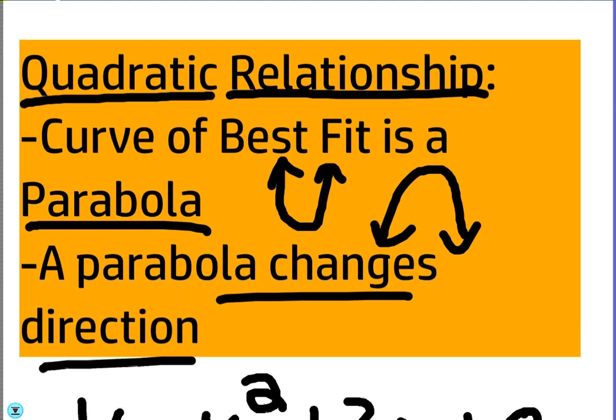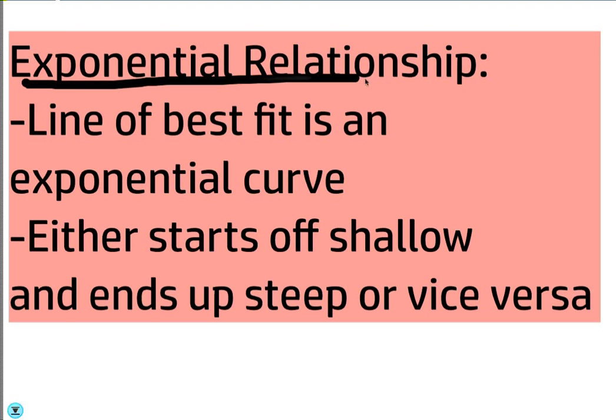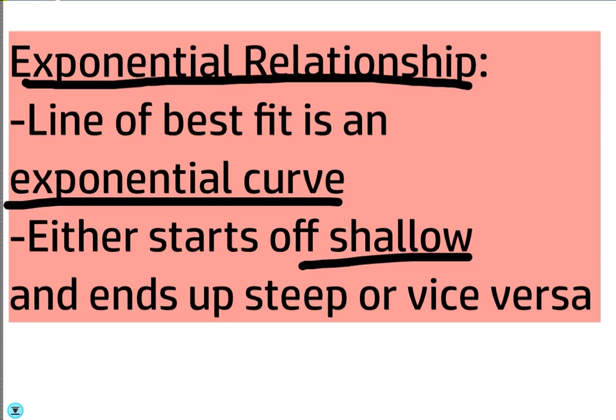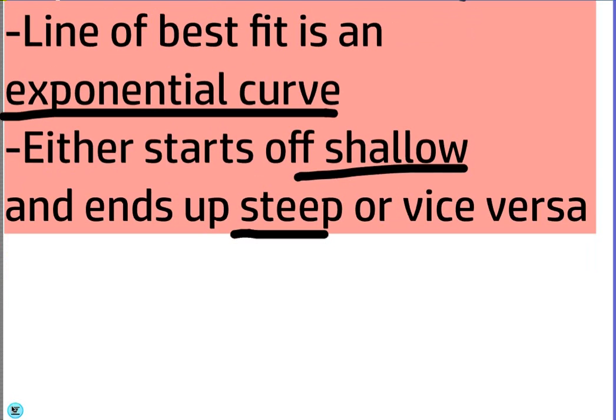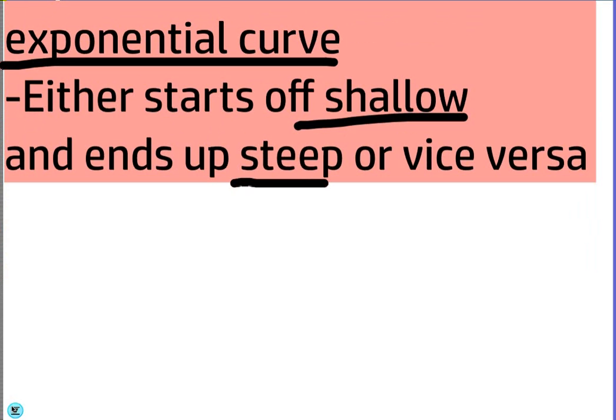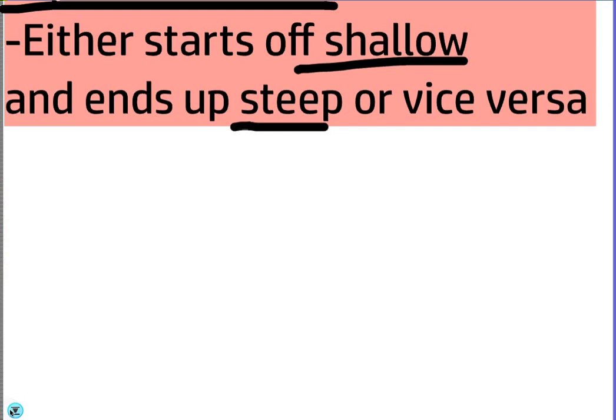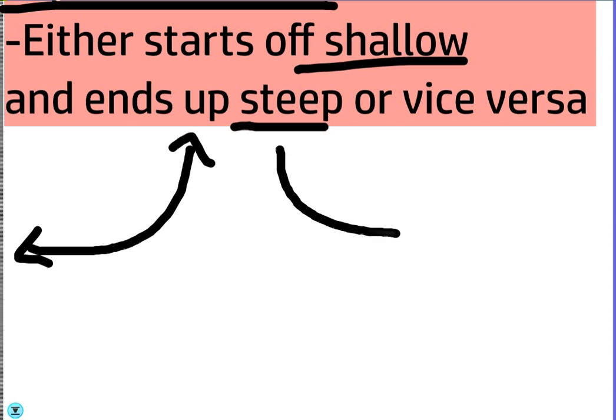Okay. And then the last relationship we're going to talk about today is exponential. Obviously, the line of best fit is an exponential curve. So it can either be shallow or steep. It can either start off shallow and end up steep, or vice versa. Let me give you an example of what that would look like, because there's actually four options. The first option looks like this. We already drew that one. See how it starts off shallow and goes steep? Now if you flip that horizontally, it starts off steep and gets shallow. That's still exponential.